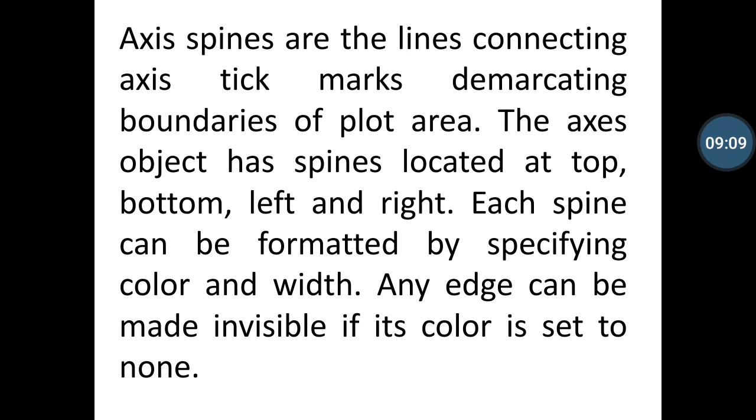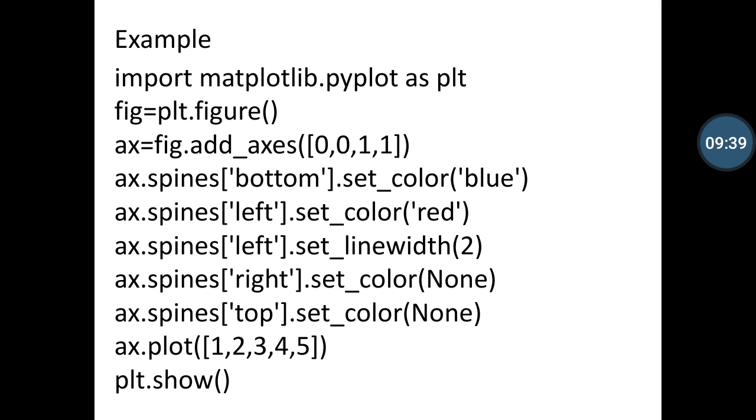And then I explain axis spines. They are the lines connecting axis tick marks, demarcating the boundaries of the plot area. The axis object has spines located at top, bottom, left and right. Each spine can be formatted by specifying color and width. Any edge can be made invisible if its color is set to none. For example, I am defining another example for this.